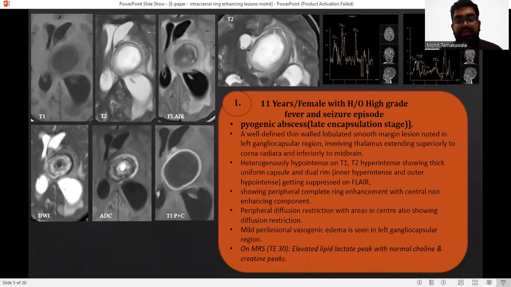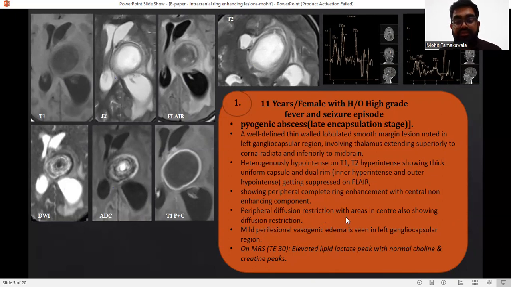Cerebral abscesses. An 11-year-old female with history of high-grade fever and seizure episode, pyogenic abscess, late encapsulation stage. A well-defined thin wall lobulated and smooth margin lesion is noted in the left ganglio-capsular region involving the thalamus, extending superiorly to the corona radiata and inferiorly to the midbrain, heterogeneously hypointense on T1, T2 hyperintense, showing thick uniform capsule and dual rim, getting suppressed on FLAIR, showing peripheral complete ring enhancement with central non-enhancing component.